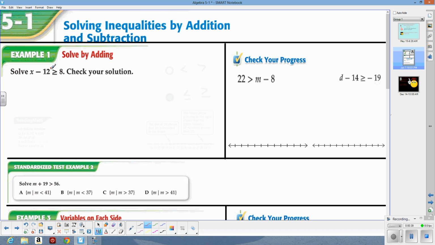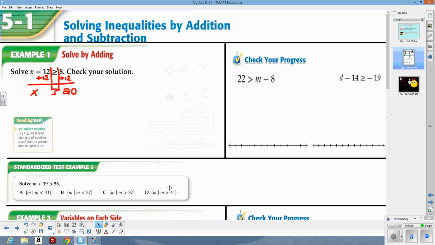Well, we are going to solve this just like an equation. To get the variable by itself, we're going to add 12 to both sides. We end up with x on the left is greater than or equal to 20. That means the solution is all the numbers that are greater than or equal to 20.